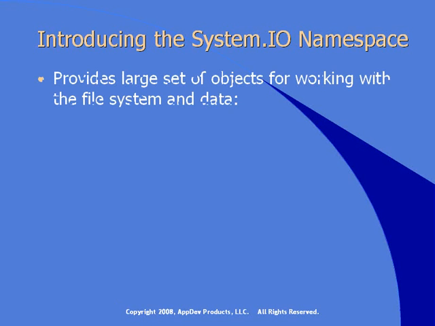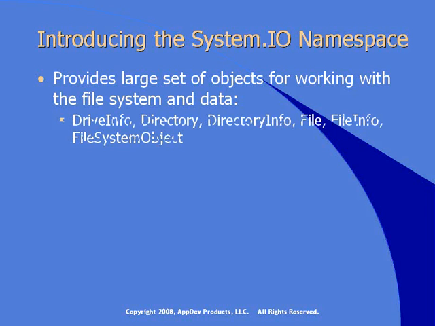The System.io namespace in .NET provides a large set of objects that you can use for working with the file system and with data. There's the DriveInfo object that provides information about a drive. Directory and DirectoryInfo provide information about directories. There's File and FileInfo, which provide information about files. And the FileSystem object lets us work with objects in the file system.